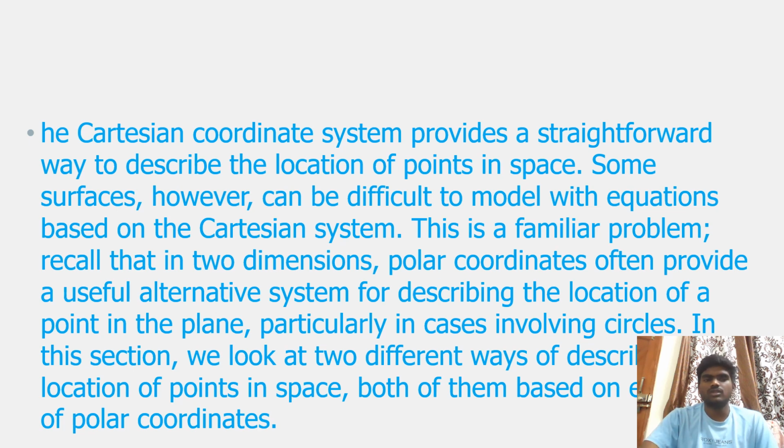First of all, the Cartesian coordinate system provides a straightforward way to describe the location of points in space. Some surfaces, however, can be difficult to model with equations based on the Cartesian system. This is a familiar problem. Recall that in two dimensions, polar coordinates often provide a useful alternative system for describing the location of a point in the plane, particularly in the case involving circles. This session will look at two different ways of describing the location of a point in space, both of them based on polar coordinates.